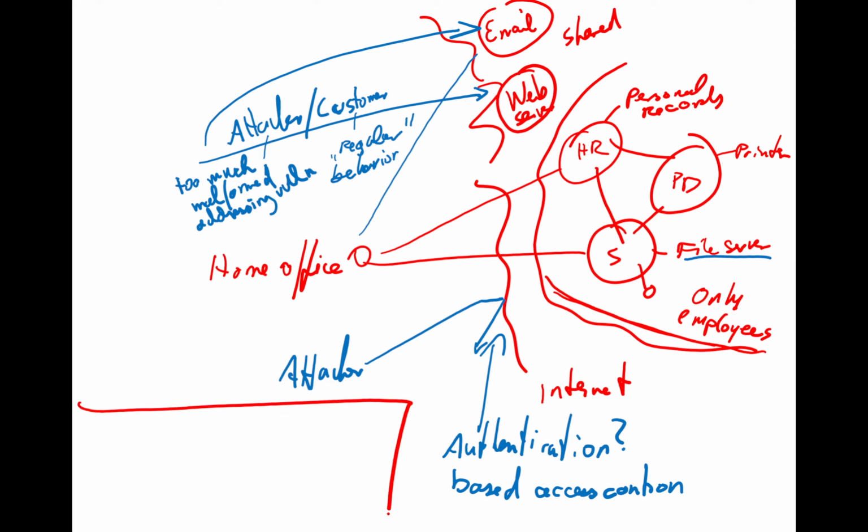Let's identify what we need. We need some kind of filters or access control that allows us to specify who's allowed to send messages into our network. So the internal network with the file server, printer, and personal records, and the devices of the employees internally should not be accessible from the outside world, except for home office users. Then the email and web servers should be accessible also from outside, but there should be some kind of anomaly detection, let's say.